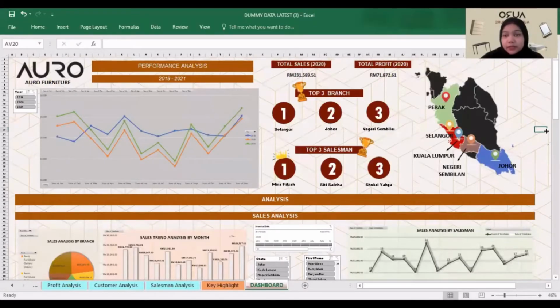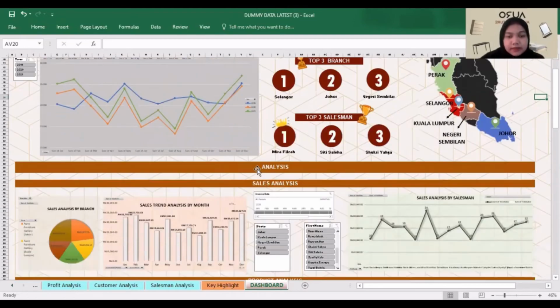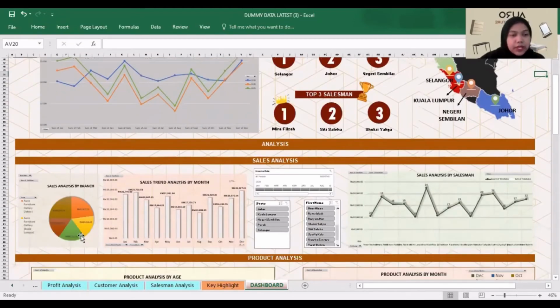Hi, I am Aiza. So let's proceed with the dashboard on the sales analysis part. As we can see here, we have three different charts: the first is sales analysis by branch, the second is sales trend analysis by month, and the third is sales analysis by salesman.